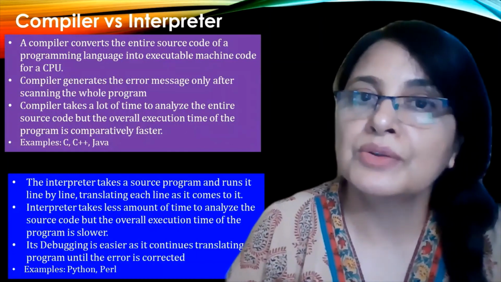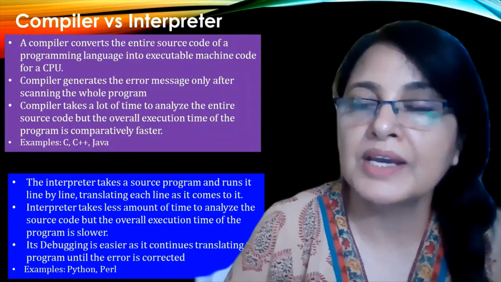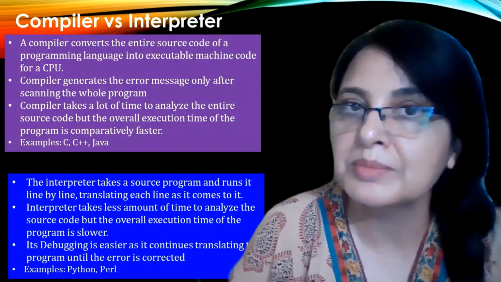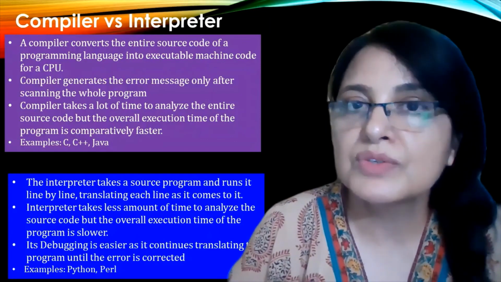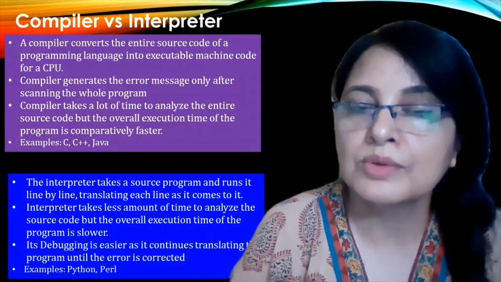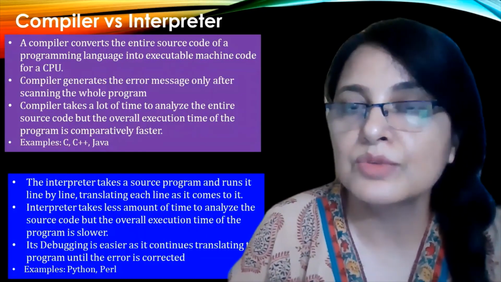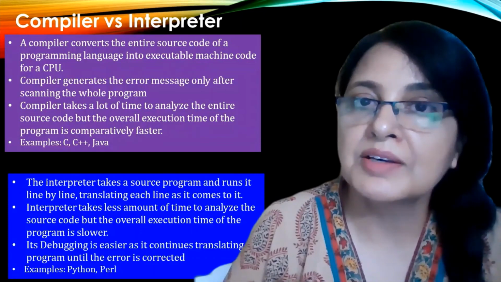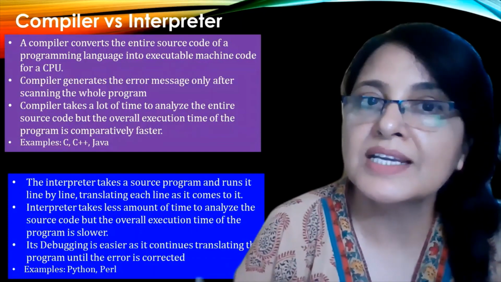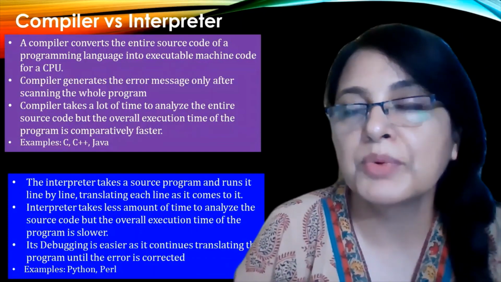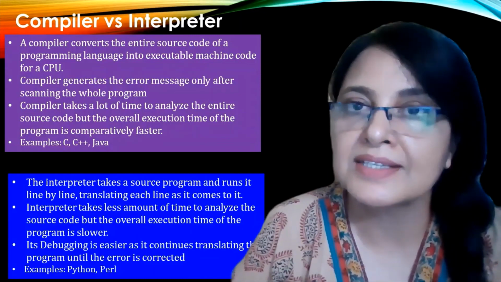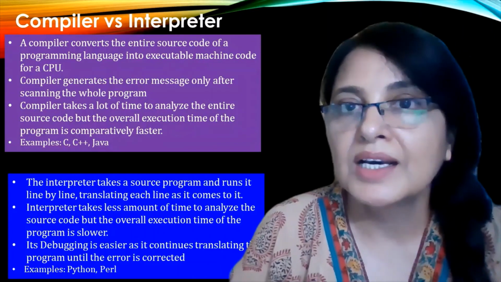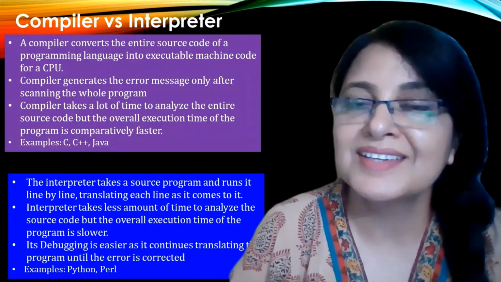The interpreter, on the other hand, takes the source code and runs it line by line, translating each line as it comes. It takes less time to analyze the source code, but the overall execution time could be slower. Its debugging is easier because it continues translating each line of the program, and errors can be corrected as they come. Examples of languages using interpreters are Python and Perl.